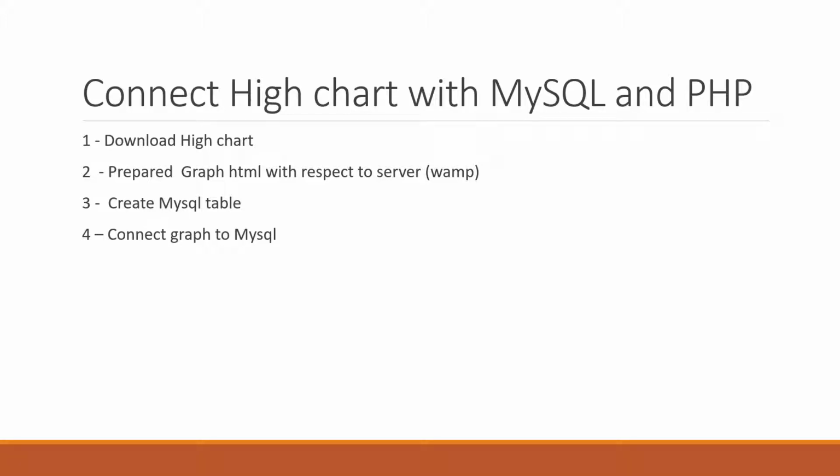Our agenda is very simple. First, we will download a HighChart graph. Then we will prepare this graph, that is the HTML code, with respect to our server. You can use any server, for example XAMPP or WAMP. I prefer to use WAMP. Then we will create a MySQL table, and after that we will connect this table to this graph.